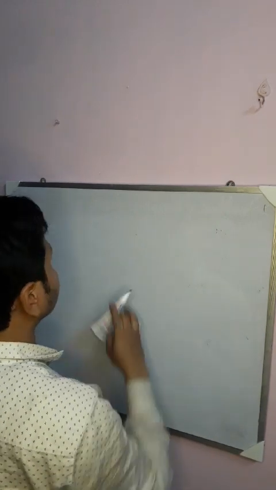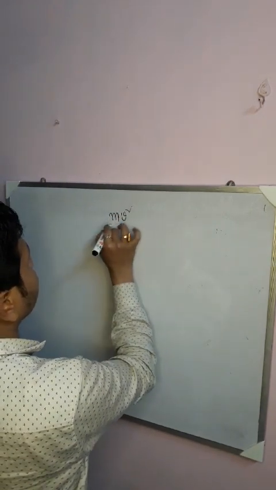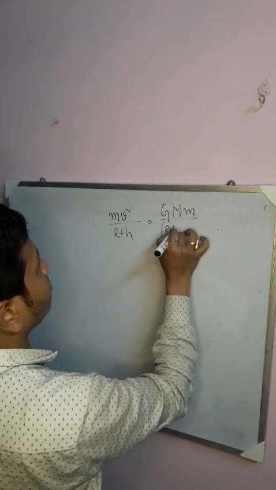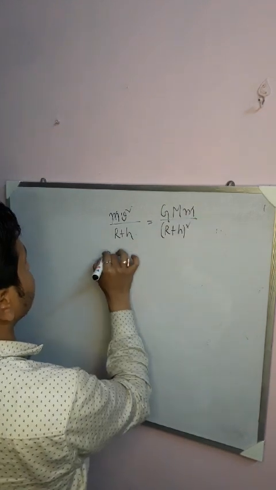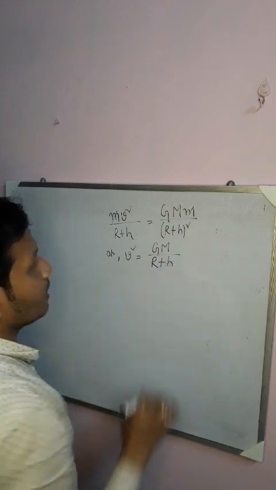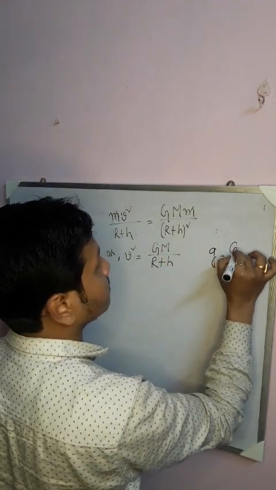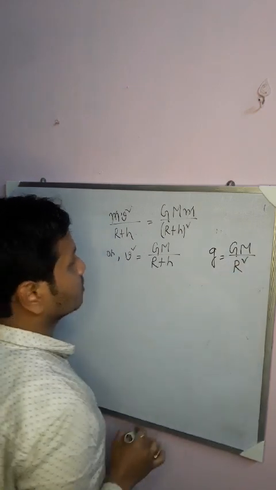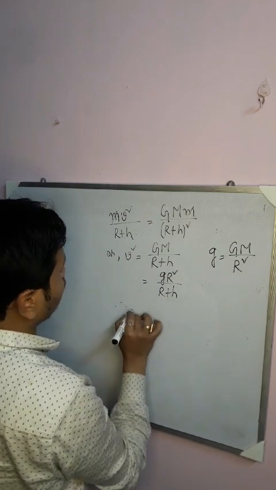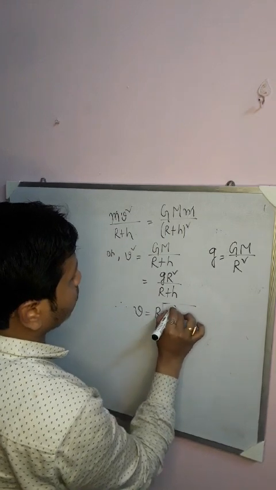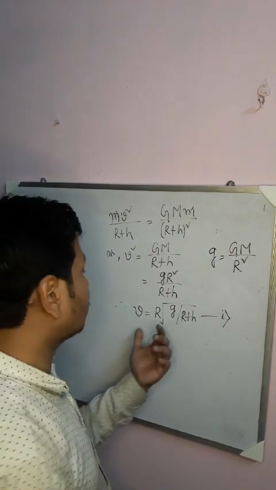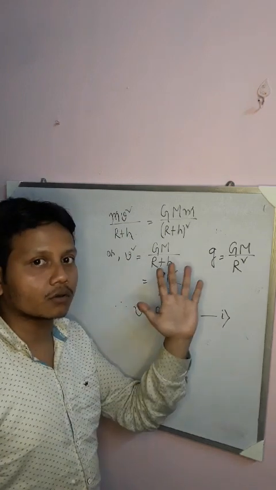So if we make equal these two forces, then what will be the result? mv square by r plus h equals GMm by (r plus h) whole square. Cancel. So what will be my v square? That is GM by r plus h. And we all know the expression that acceleration due to gravity at Earth's surface can be written in this way, from which GM we can write small g into R square. So what will be my v? R into square root g by r plus h.